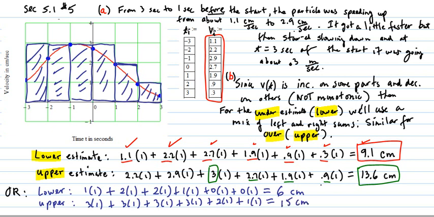So those are less sophisticated upper and lower estimates. And you could see that somewhere in between those, you could refine it different ways. So there's many different answers to if you just want a lower and an upper.